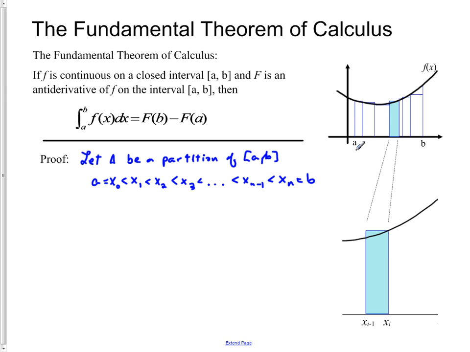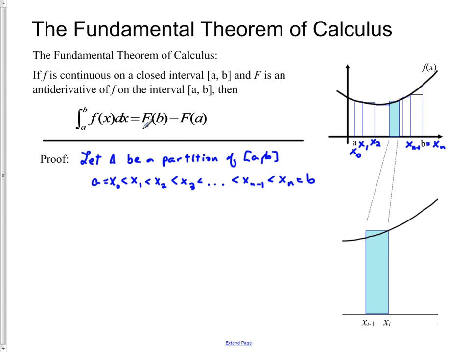And so if we think about it that way, here's x of 0 at a, here's x of 1, here's x of 2, and we just keep on going down the line until we get down to x of n. Here's x of n minus 1 just before b. Of course, b itself is x sub n. All right, so this is our partition.